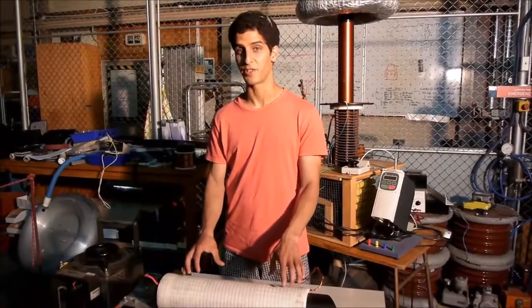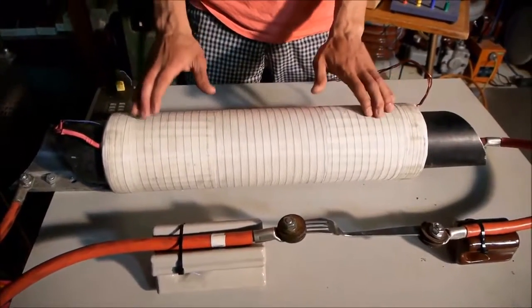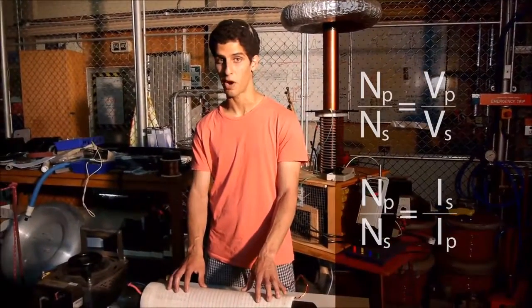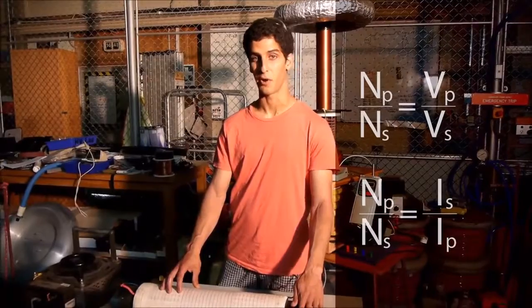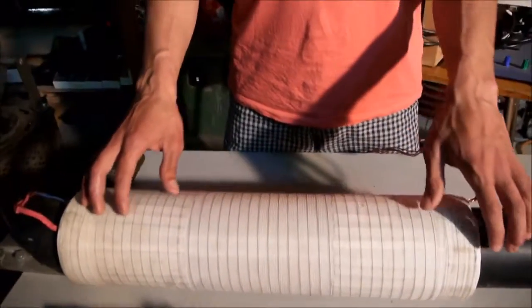Now the amount of current induced in the secondary coil is determined by the ratio of the number of turns on the primary coil to the number of turns on the secondary coil. So we have 300 turns on the primary coil and only about 3 turns on the secondary. So that gives us a ratio of about 100. So we should get 100 times more current through the secondary coil, which is what we're going to pass through our fork.